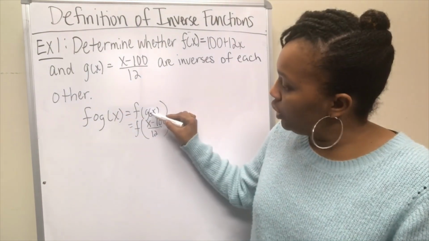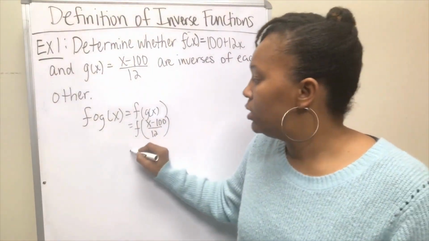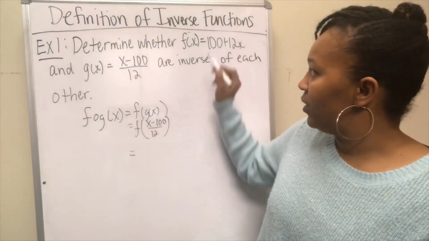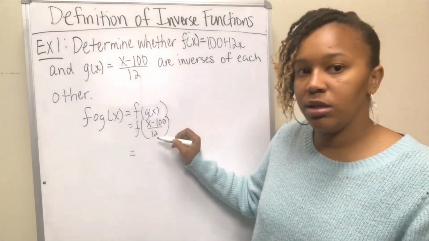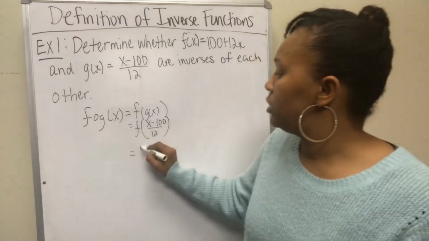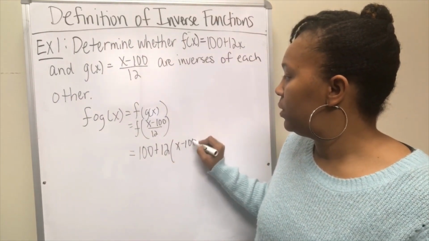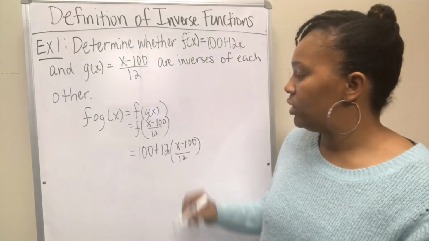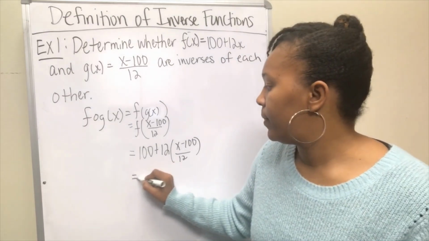So what I did here was replace g of x with what it equals, x minus 100 over 12. That means in my f function, wherever there was once an x, I'm going to replace it with this x minus 100 over 12. So x is here, so you get 100 plus 12 times x. Instead of putting x, I'm putting in what g equals, x minus 100 over 12. And then I'm going to work that out.